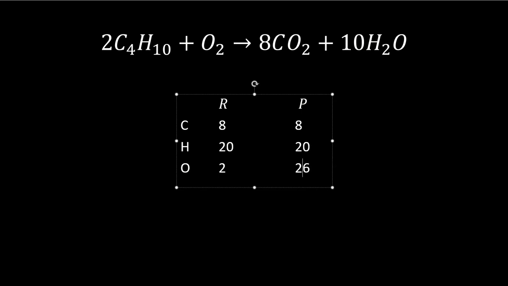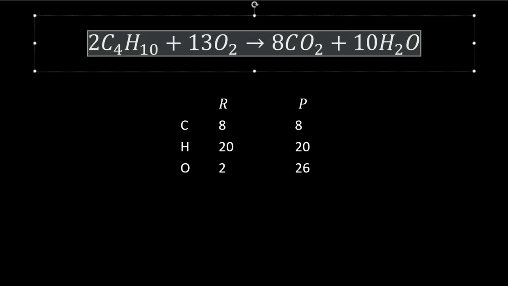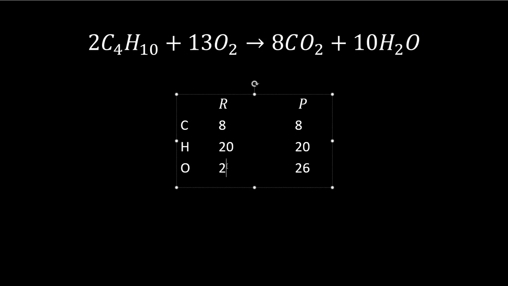would be 26. Now then, our carbon is balanced, our hydrogen is balanced, and we have an even number of oxygen on our product side. Therefore, we can just put some number that when multiplied by 2 gives us 26, or we can just put in 13. And that gives us a total number of 26 oxygen atoms. So to balance this reaction, it needs to be 2, 13, 8, and 10.